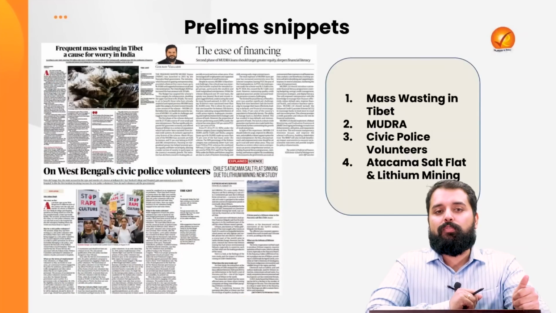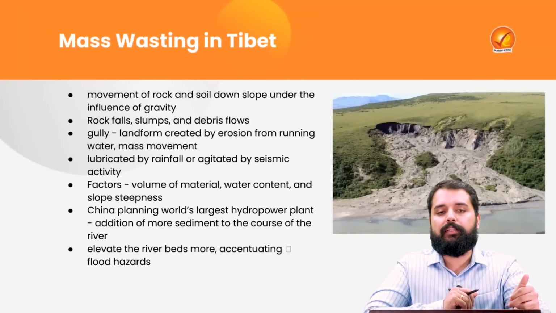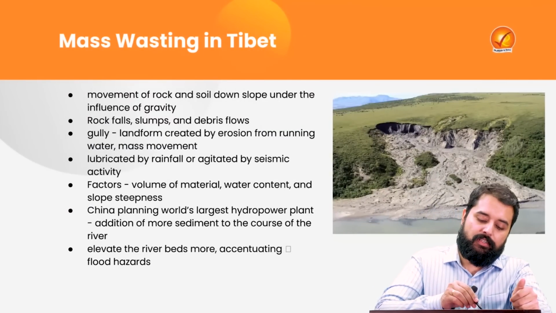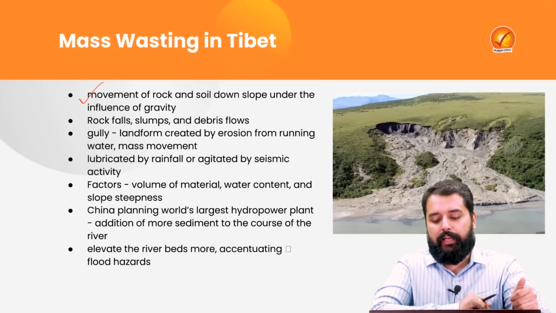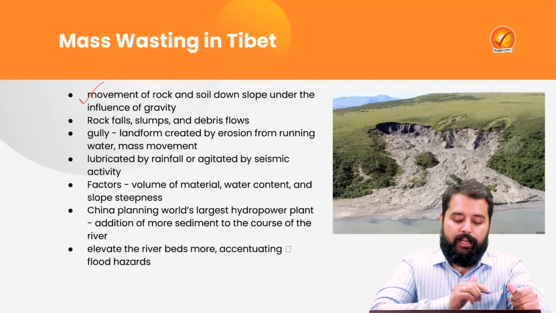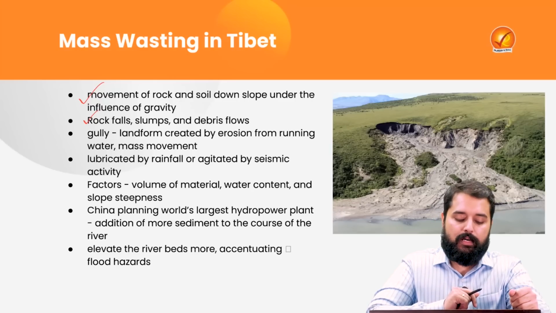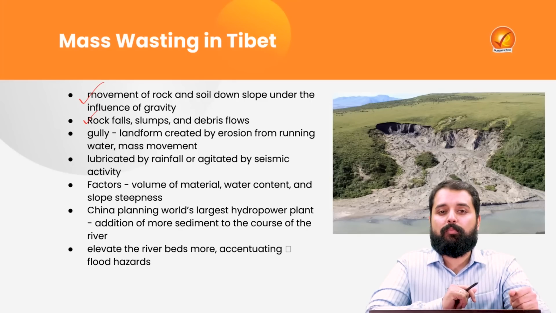Now we'll be discussing 4 prelim snippets also. The first is related to mass wasting in Tibet. Mass wasting is the movement of rock and soil down slope under the influence of gravity. That is, large rocks, slumps, sand, etc. slip down the slope and the entire debris flows down the slope, and it leads to mass wasting. Various landforms are also created.